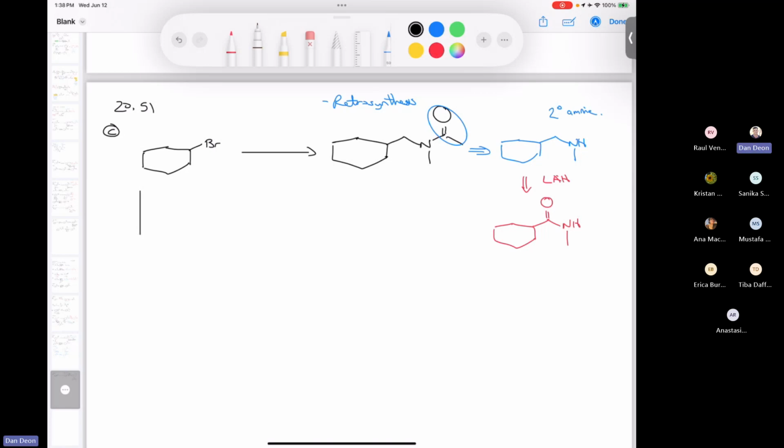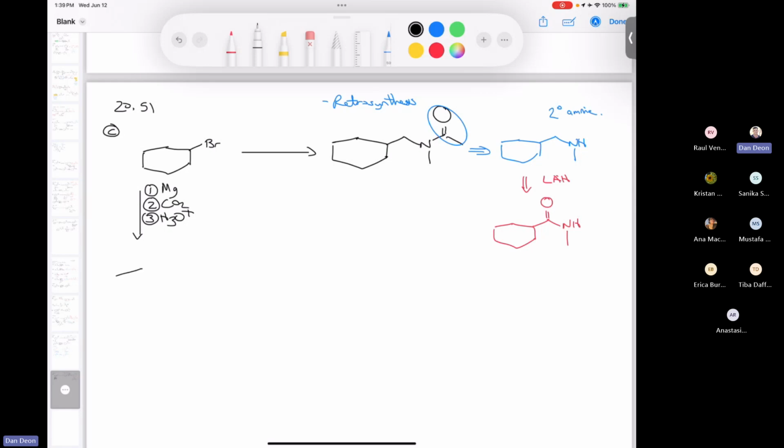So look, I'm going to put a few steps here. Step 1, magnesium, right? That makes your Grignard reagent. Step 2, CO2 is your electrophile. Step 3, H3O plus adds the proton, so you get the carboxylic acid.